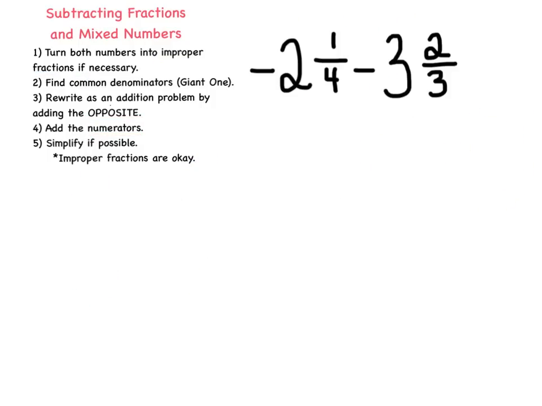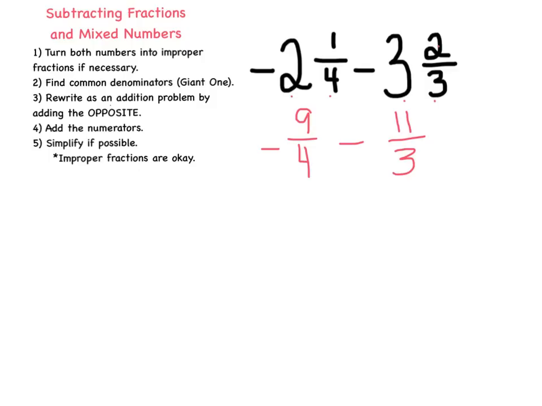All right, ready for another one? This time we have a negative number involved in our subtraction problem, but our steps stay the same. First things first, turn both numbers into improper fractions. So 2 times 4 is 8, plus 1 is 9. So we have 9/4, and I'm going to bring down my negative, minus 3 times 3 is 9, plus 2 is 11. So now we have negative 9/4 minus 11/3.